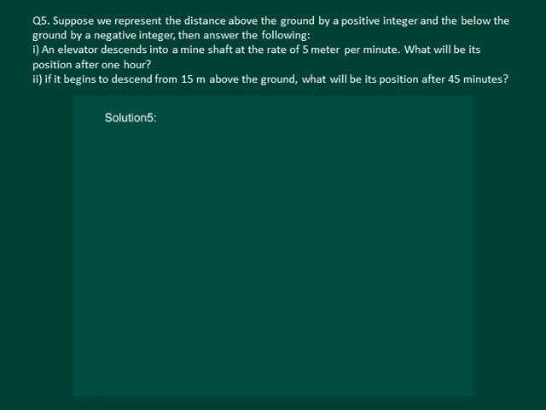Let us read the question. Suppose we represent the distance above the ground by a positive integer and that below the ground by a negative integer, then answer the following. First part is, an elevator descends into a mine shaft at the rate of 5 meters per minute. What will be its position after 1 hour?